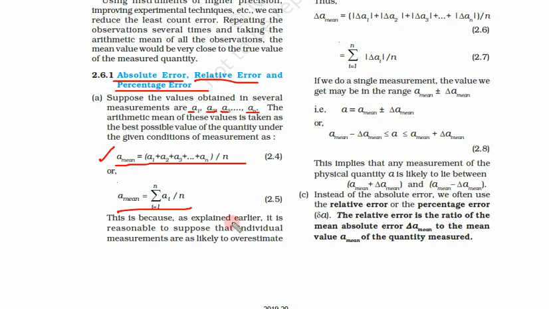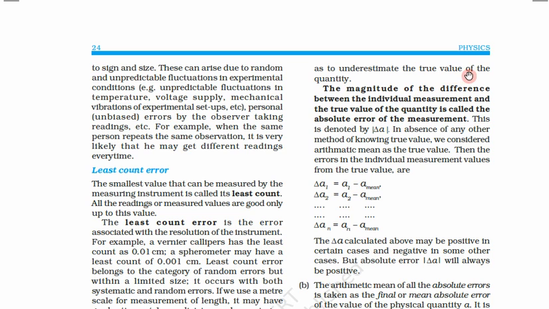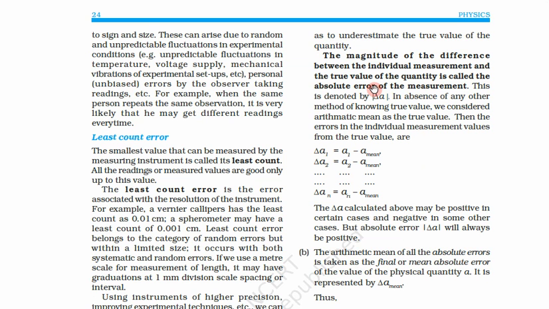This is because it is reasonable to suppose that individual measurements are likely to overestimate or underestimate the true value of the quantity. So why are we averaging? Sometimes we get a higher value, sometimes we get a lower value, so they get cancelled out. So averaging the values is a good technique to get a much more accurate value.